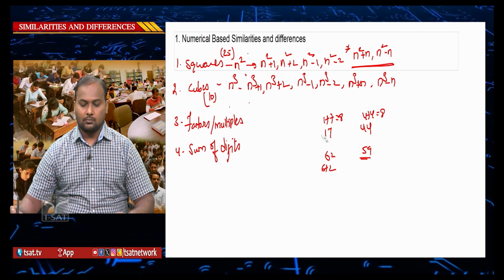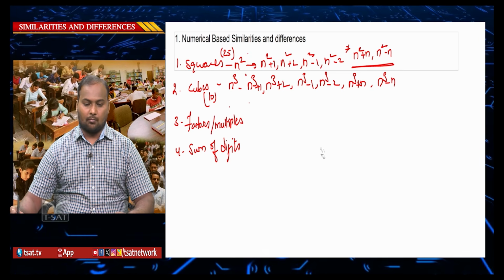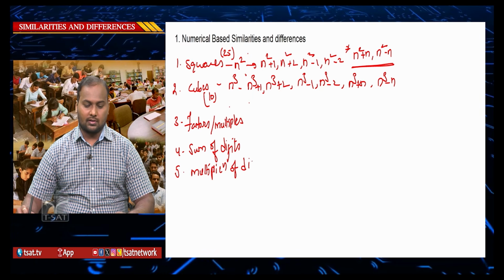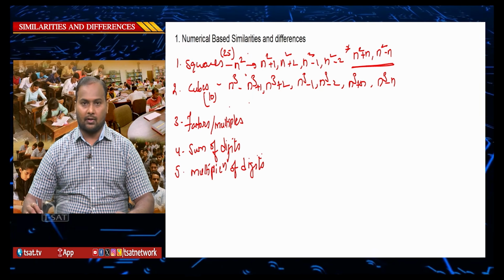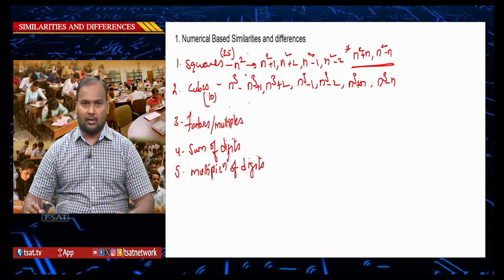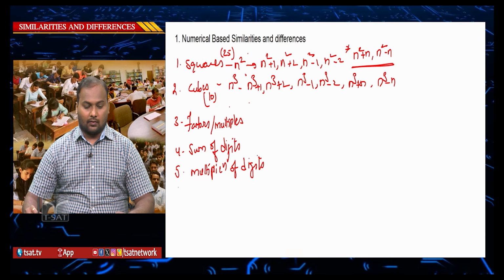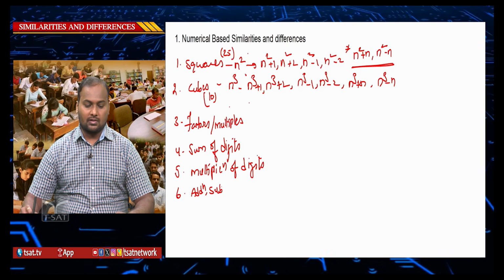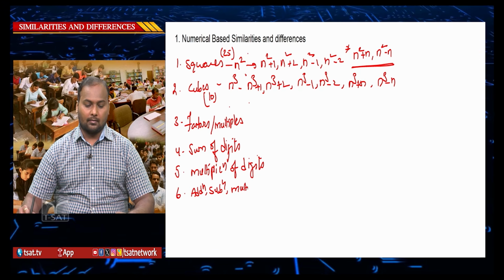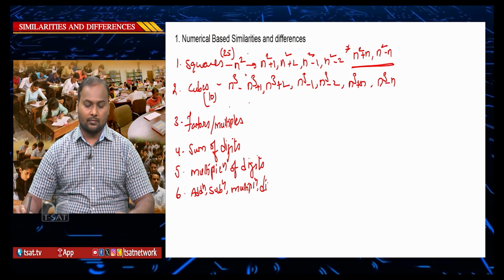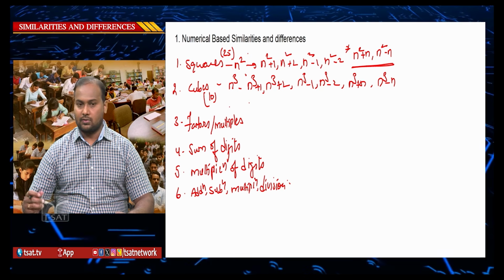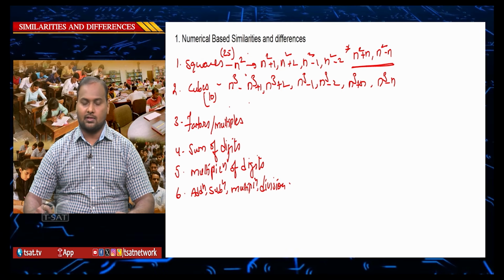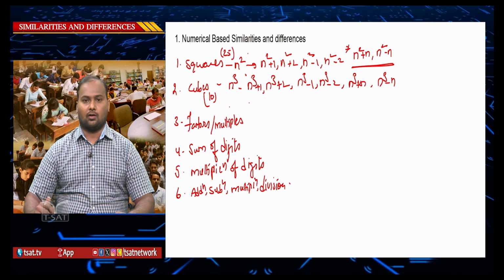The next one, after sum of digits, is multiplication of digits. In this case also, the options that you are going to get will have a similar multiplication pattern and one option will be completely different. And the next one is simple additions, subtractions, multiplications or divisions. In these options, simple additions, subtractions, multiplications and divisions can be applied to the given three options.